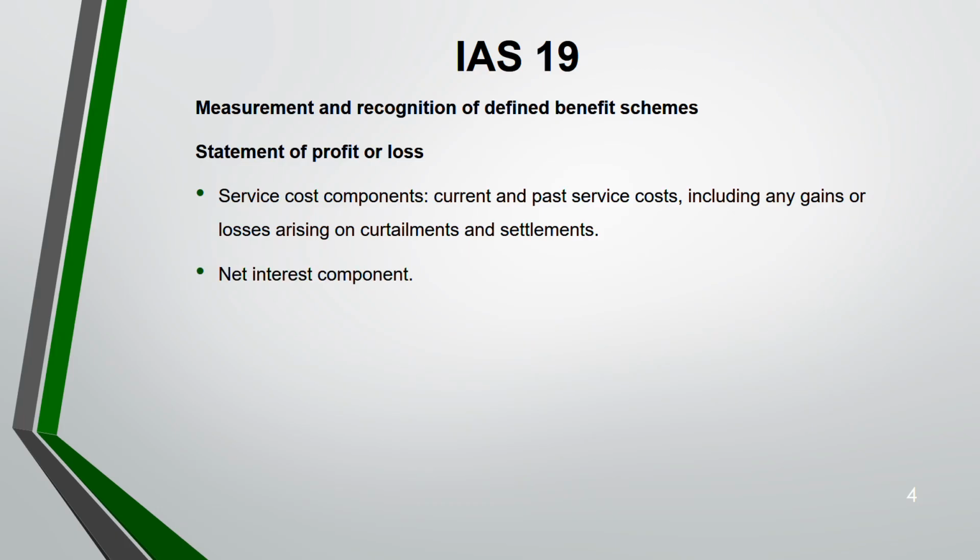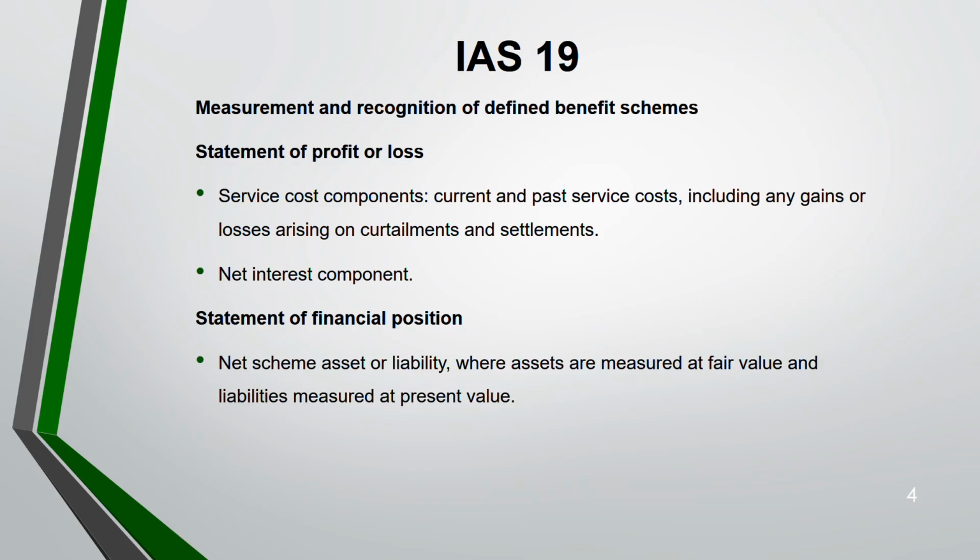The next item that goes in your profit and loss is the net interest component. Like any liability, interest will be charged. Here also it's like that. Next, statement of financial position. So in your profit and loss, three things go: current and past service cost, gain or loss on curtailment and settlement, and the net interest component.